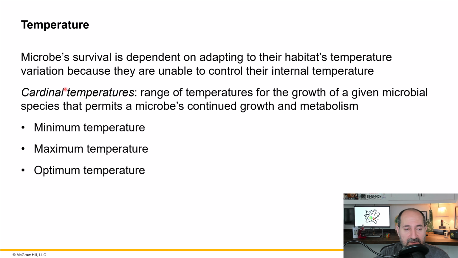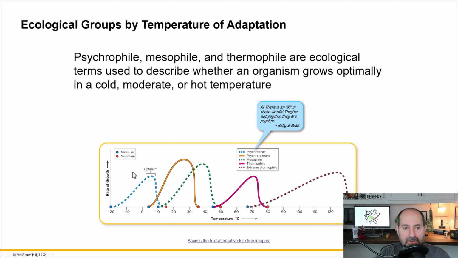All right, moving on to environmental factors that influence microbes. Temperature. You should know that there are cardinal temperatures, which is the range of temperatures for growth of a given microbial species: minimal temperature, maximum temperature, and optimum temperature. And this differs for different types of bacterium. You should know these classifications.